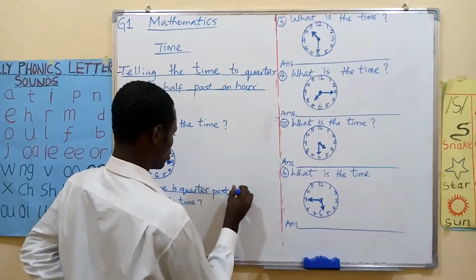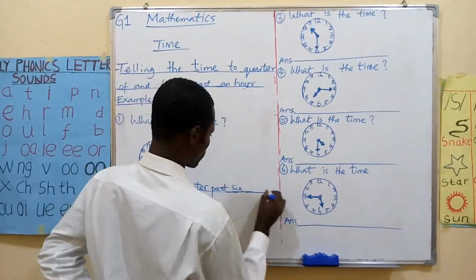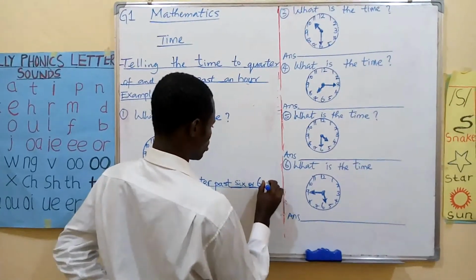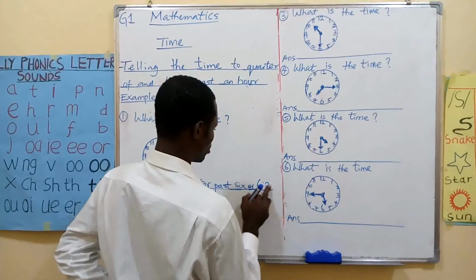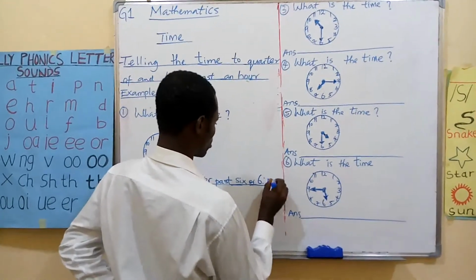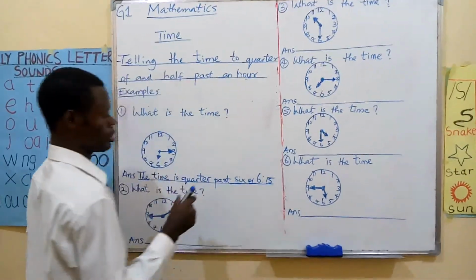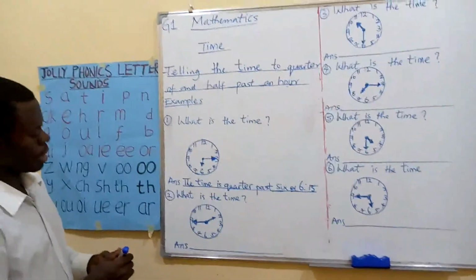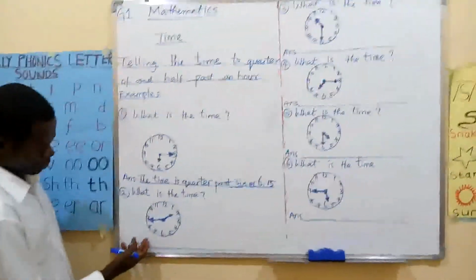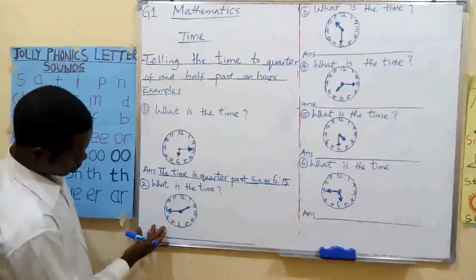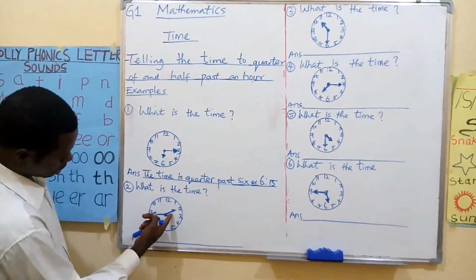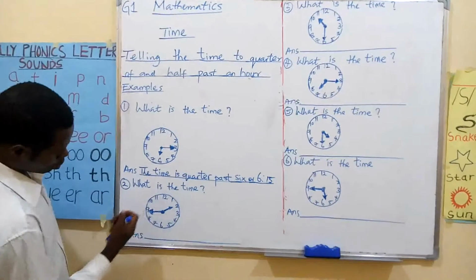6, or 6:15. That is 15 minutes past 6. Alright? Moving to example 2. What is the time? Take a look at the face of this clock. The long hand is pointing at 9, while the short hand is about getting to 2.